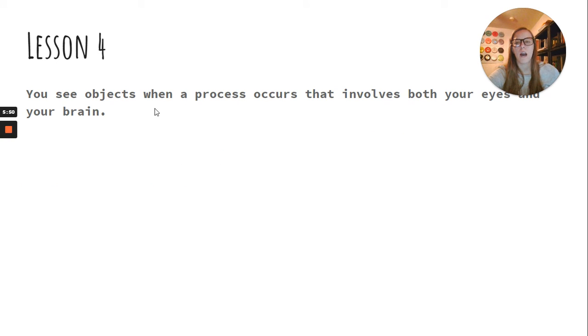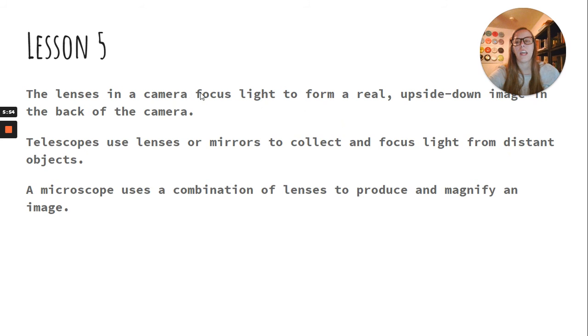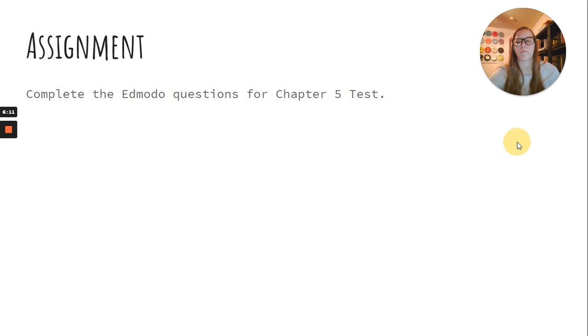Lesson 4, you see objects when a process occurs that involves both your eyes and your brain. And lesson 5, the lenses in a camera focus light to form a real upside-down image in the back of the camera. Telescopes use lenses or mirrors to collect and focus light from distant objects. And a microscope uses a combination of lenses to produce and magnify an image.